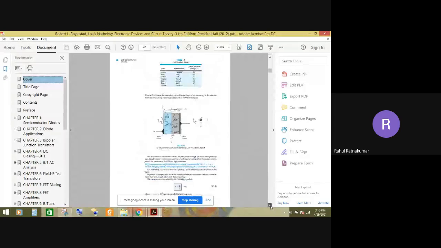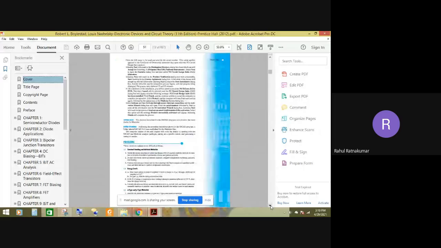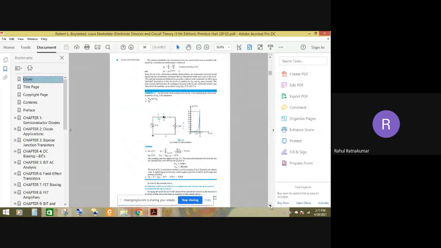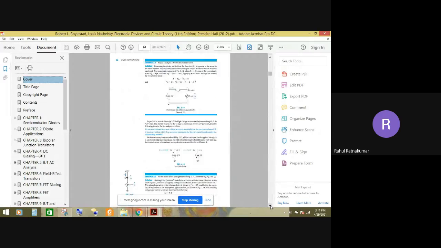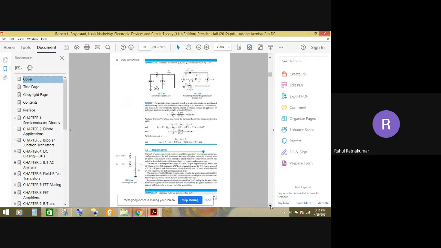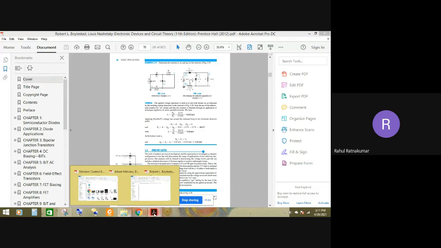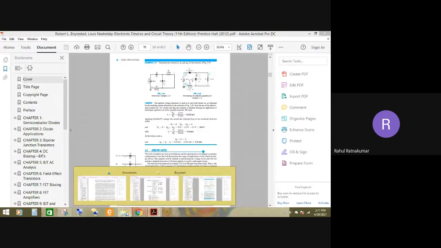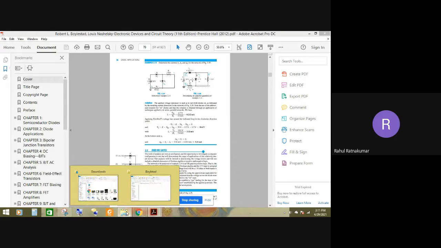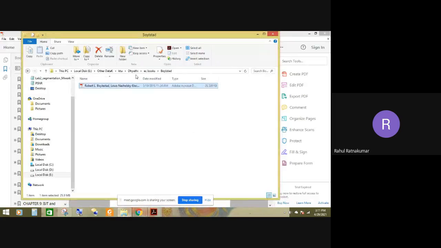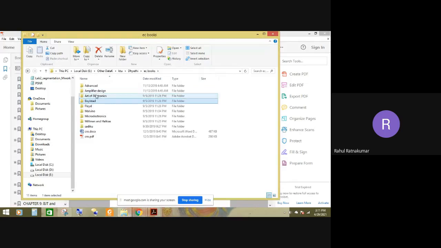Once you understand the basics, you can definitely read it for more understanding. So these are the two books I recommend for our course. This course will require these two books, and for some other parts of the syllabus, the last two modules or so, we may need some other books also. And one more book I have right now shared with you, that is called Art of Electronics.